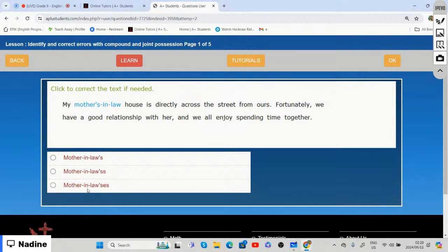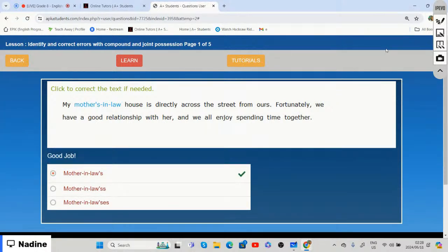All right, and if we were to choose the correct one, we would choose option one, which is mother-in-law's with an apostrophe and an S at the end, the last part of that noun.